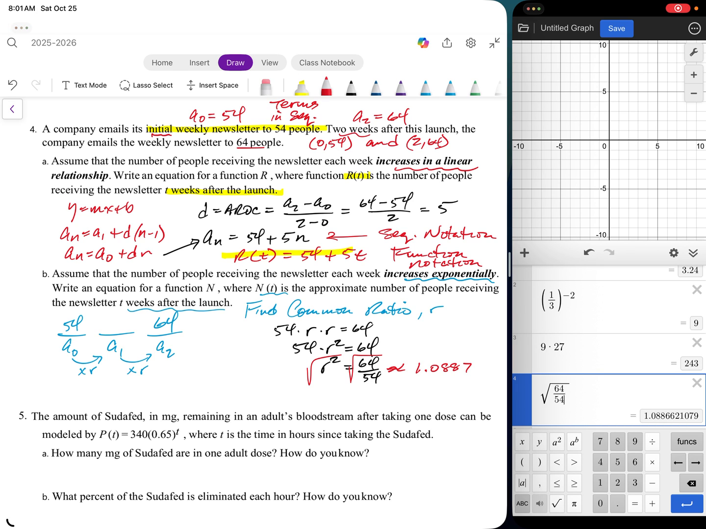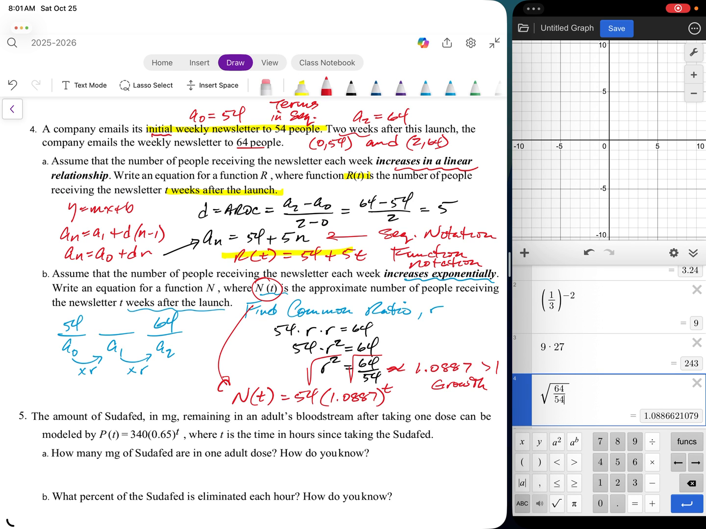All right, and notice it's greater than 1, so it's growth, which makes sense. It goes from 54 to 64. All right, now it says write the function. So here we go. So N of t is equal to, let's see, we're given a sub 0, so 54 times 1.0887 to the t power. All right, and we don't subtract anything from it because we're using the initial value. And that's it.